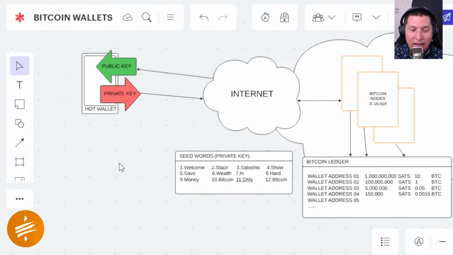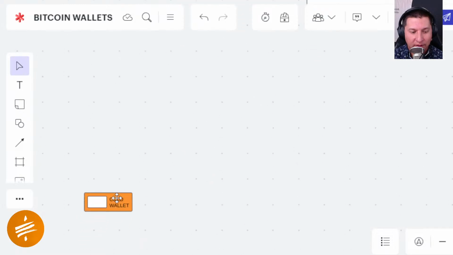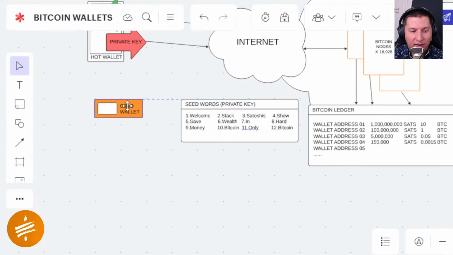So the next step here is to get the seed phrase that controls your wallet over to a cold wallet. So let's bring in the cold wallet over here. Boom.